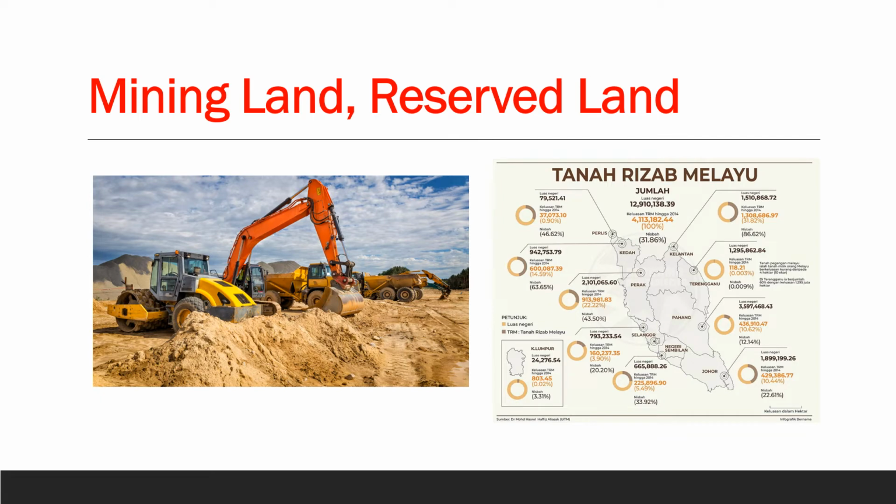What lands can be occupied by temporary occupation license? It will be mining land, reserved land, and state land. Any land that is not being used by the state for the time being can be occupied by someone who applies for a temporary occupation license. Now, when we talk about temporary occupation license, what are we talking about? We're talking mainly about agriculture and sometimes mining. But if you are going to do mining, then you will have to get a permit from the mining authorities.